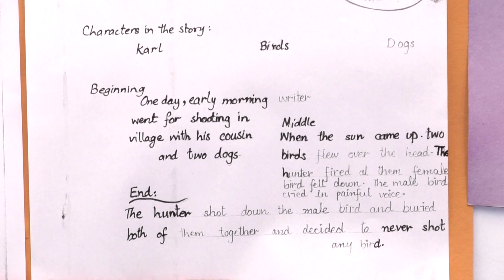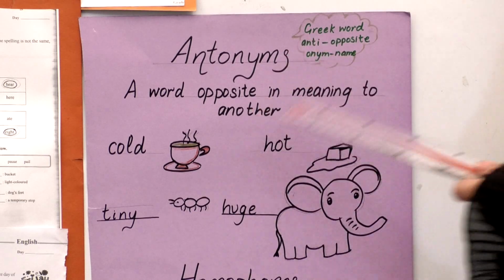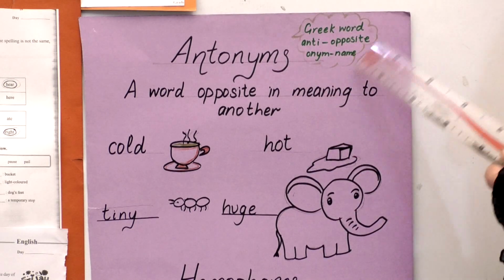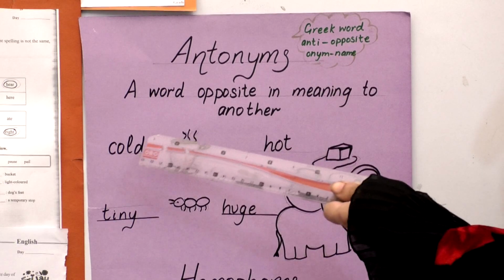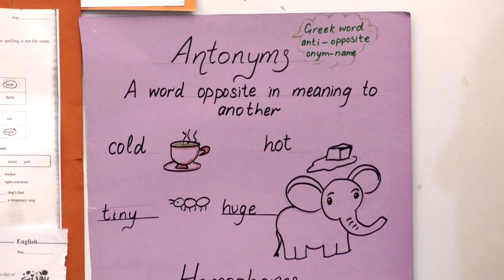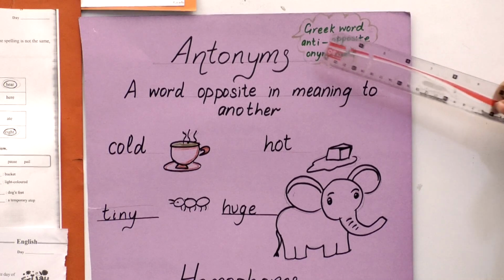Now we will move towards the grammar portion. Before starting our grammar on page number 56, we are going to clear the concept of antonyms, and we are also going to clear the concept of homophones, which is on page number 58. Antonyms is taken from a Greek word. Anti means opposite and onyms means names. Opposite names. The words which are opposite in meaning to another are antonyms.